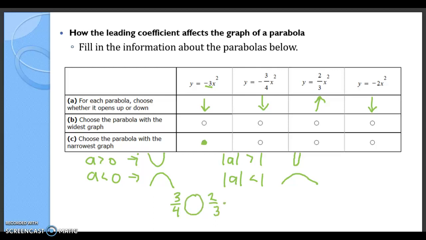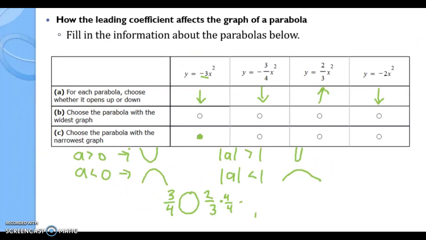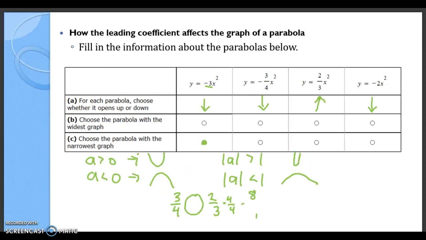So let's do a common denominator by multiplying 2/3 by 4/4 and getting 8/12. And then multiplying the 3/4 by 3/3 to get 9/12. So which is bigger, 9/12 or 8/12? 9/12 is. So the smallest fraction is going to give us the widest graph, which happens to be 2/3. So that would be our answer.